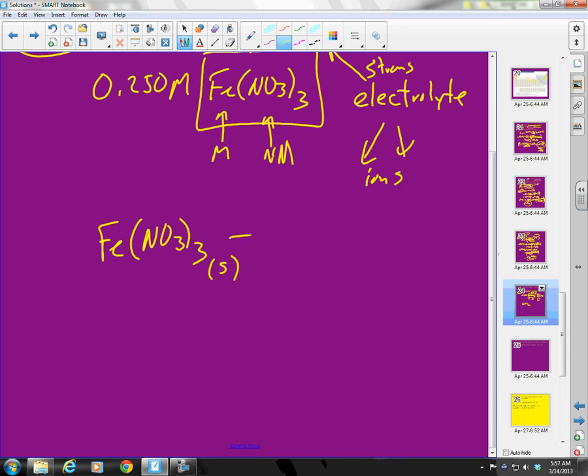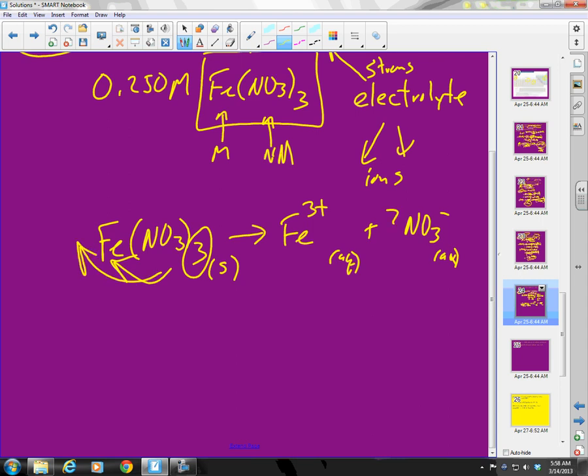Okay, so there's the solid, and then it's going to go into its aqueous species, right? So what happens? Well, it's going to break into its ions. It's going to break into iron 3, and it's going to break into nitrate. But how many nitrates? Well, I have 3 nitrates for every one iron 3 nitrate. So it's going to go like that. Good. And this is going to represent also moles. So if I have 1 mole of this, I will have, when it dissolves, 1 mole of this and 3 moles of this.